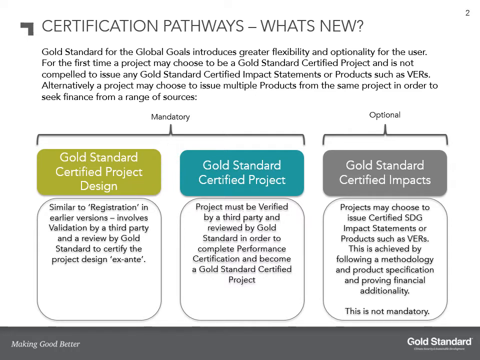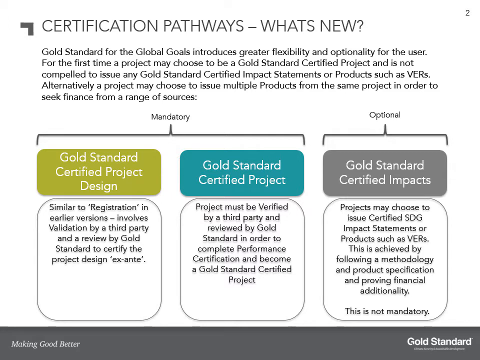So just taking those three in turn there left to right, the first step would be Gold Standard certified project design. This means that upfront, or ex ante, your design is demonstrated as meeting the Gold Standard requirements. This does not mean they've been achieved, it simply means that your design has gone through a process such that the impacts that you propose to make can realistically be achieved. The step is similar to what was previously known as registration or becoming a registered project, in that it involves the upfront review by a third party under validation and a further review by Gold Standard.